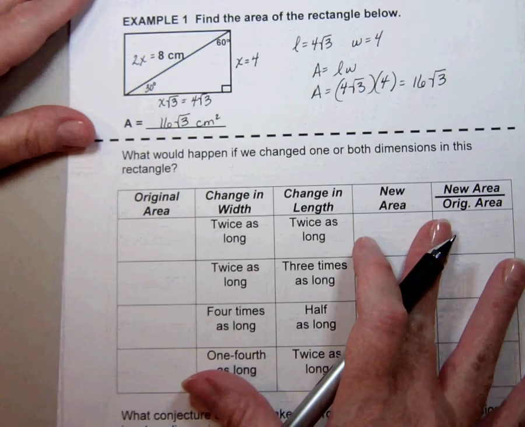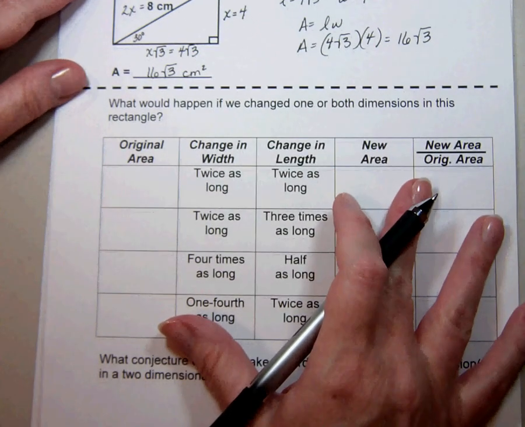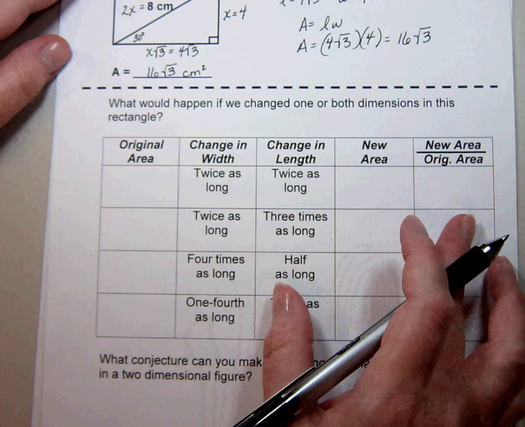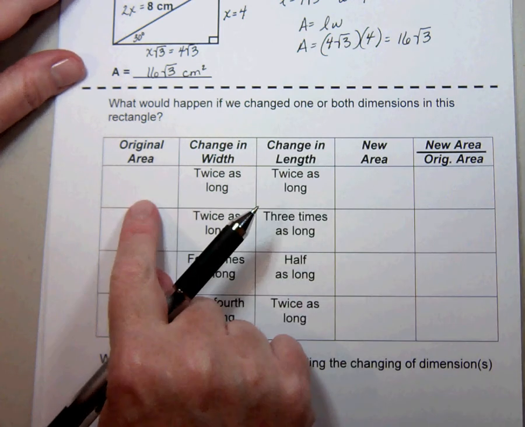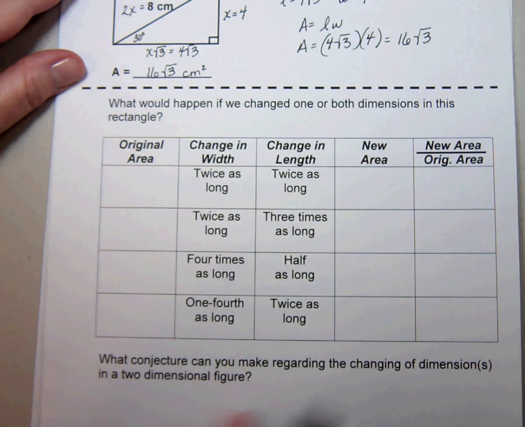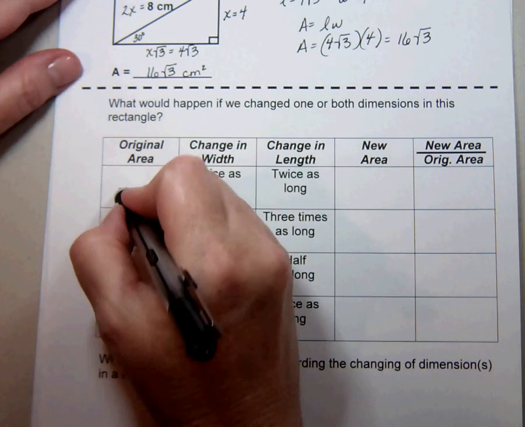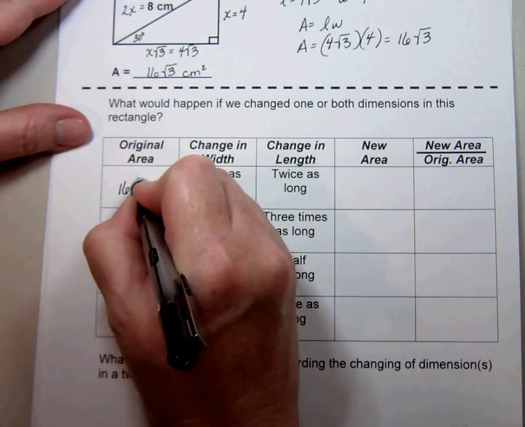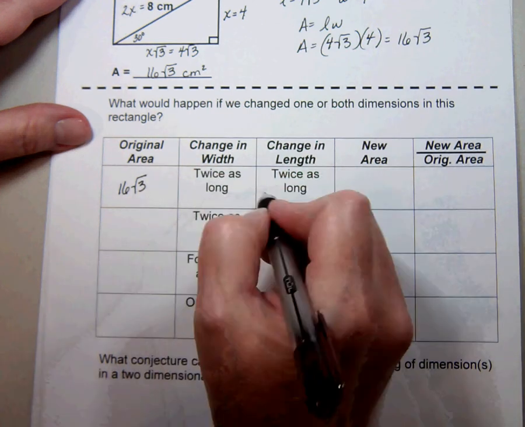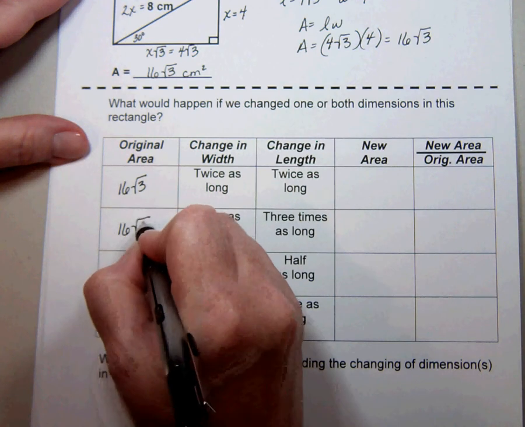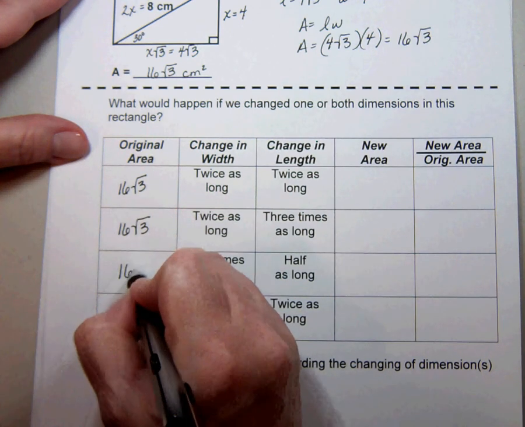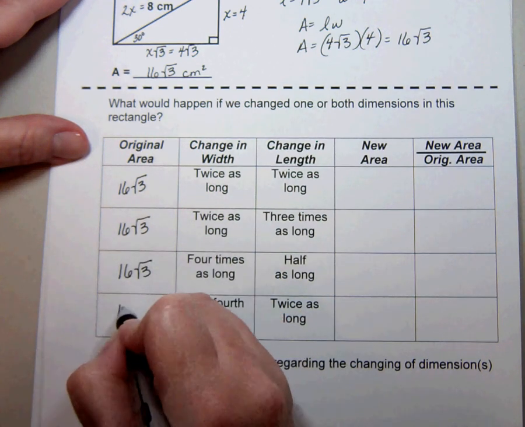Okay, let's go ahead and fill in this chart. What would happen if we change one or both dimensions in this rectangle? We're going to make a conjecture in a minute, but I'm going to show you how you're going to do this using the original and then the factors of change. Let's go ahead and write our original, because we're going to use the same rectangle 4 different times.